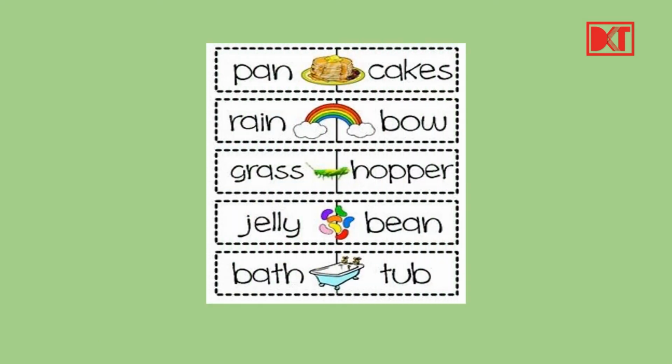Now the next one, another few for you to go through. Pan and cake makes a pancake. Rain and bow. Bow is kind of an accessory. Rain and bow makes a rainbow. Grass is different and hopper is different. But both of them when combined together make grasshopper. Similarly for jelly beans and similarly for bathtub.